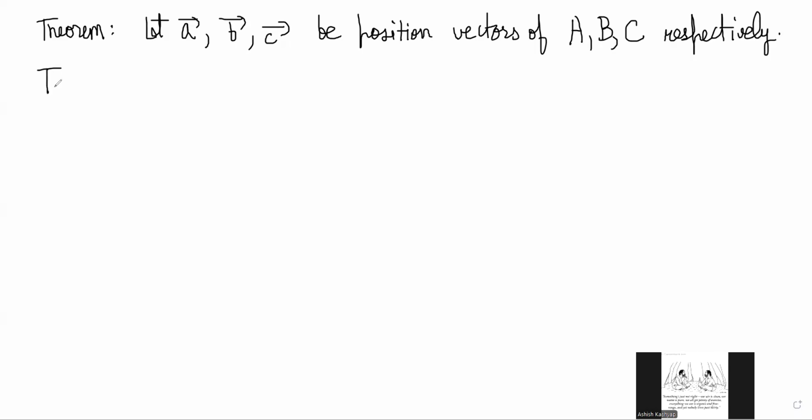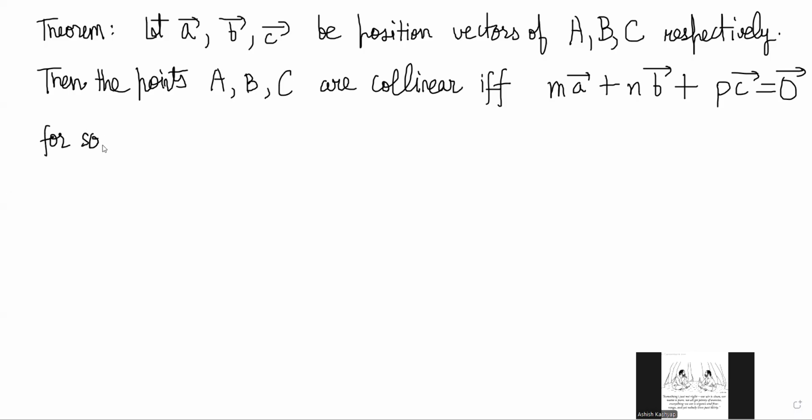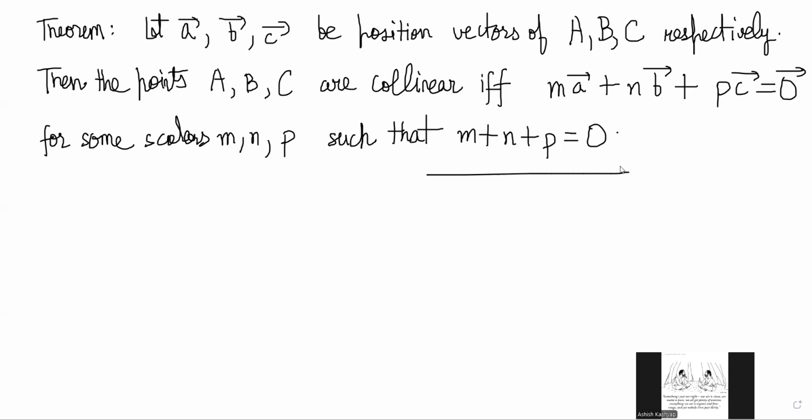Then the points A, B, C are collinear if and only if MA plus NB plus P times C vector is 0 vector for some scalars M, N, and P, such that M plus N plus P is equal to 0.